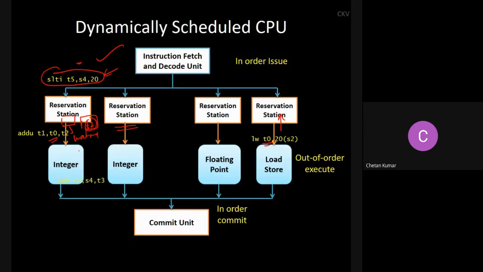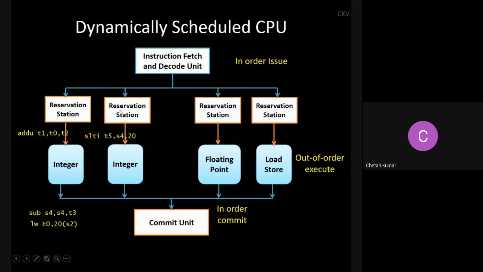Now the sub is not waiting for anything, so the sub can execute before. This is like out of order execution. Then your load instruction might complete, and once it completes, your T0 value will be ready, and that T0 value will be forwarded. But before the T0 value is forwarded, you have one of the functional units free, so you can schedule your SLTI now in the second functional unit.